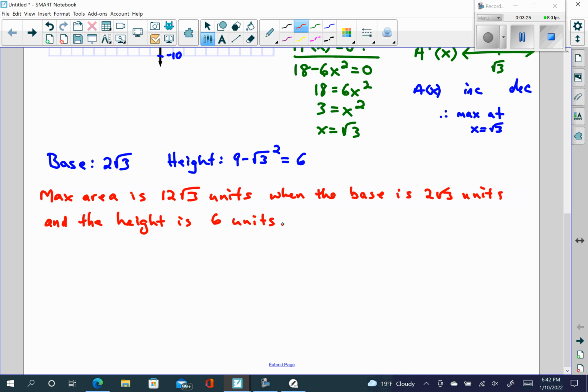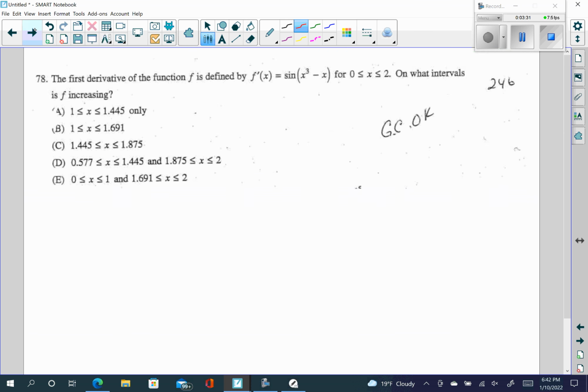So that's how we go through that problem. All right, let's take a look. And we need our calculators. Since it says the graphing calculator is allowed, it's going to be super easy to use the graphing calculator on this. So it says the first derivative of the function is given right here for all x values between 0 and 2. On what intervals is f increasing?